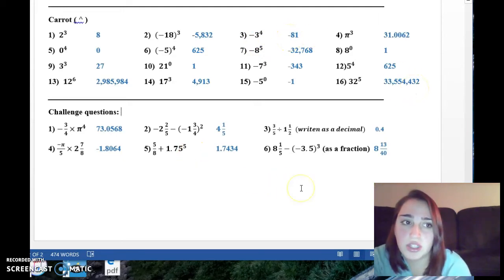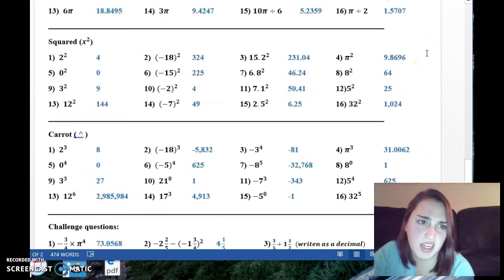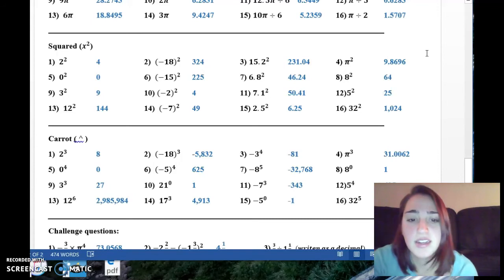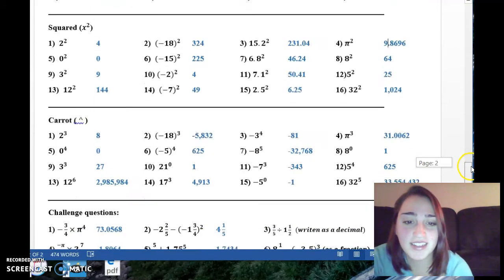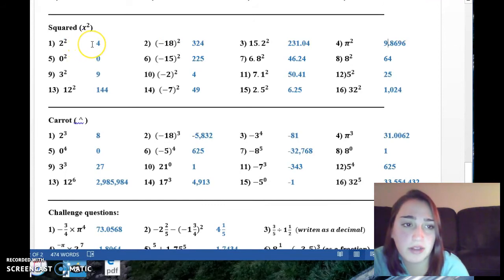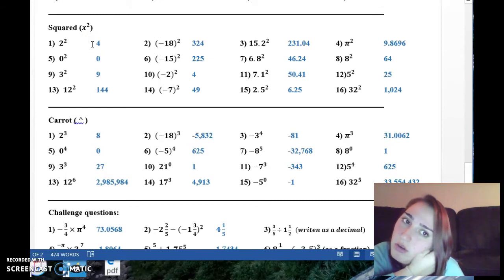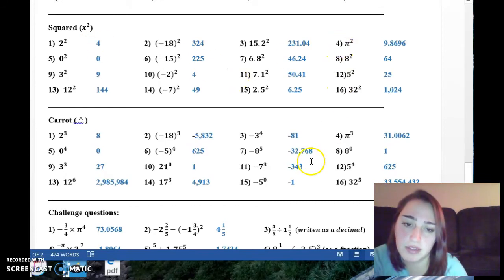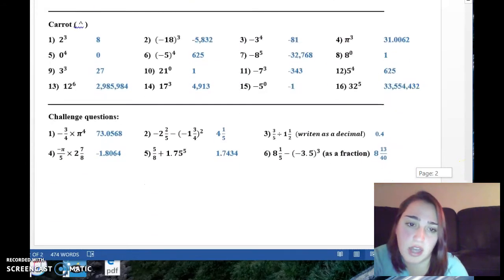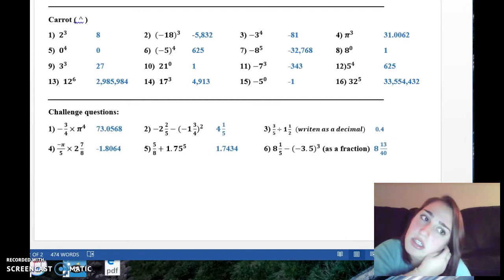And then your challenge questions. Did I skip a section? I think I did. I forgot squared. Sorry for my singing there. Weird as usual. So here's your squared as well, so you're just hitting the x squared key all the way through here. Okay? That's all that is. So check these 2 sections here, and then go ahead and check your challenge questions.